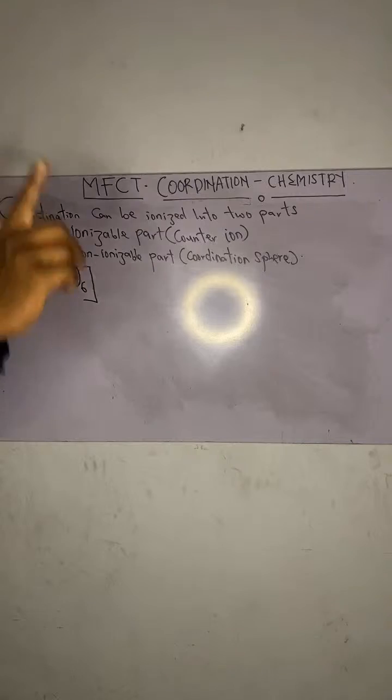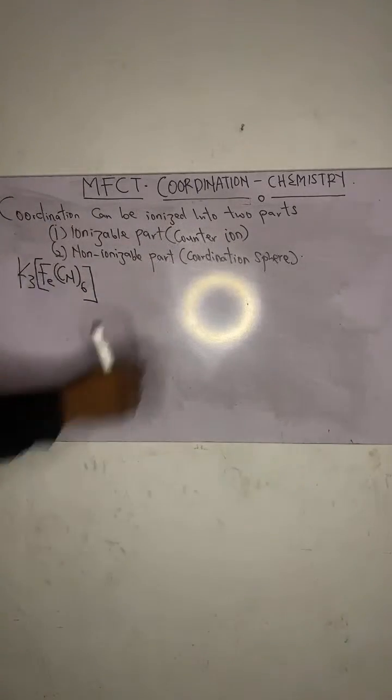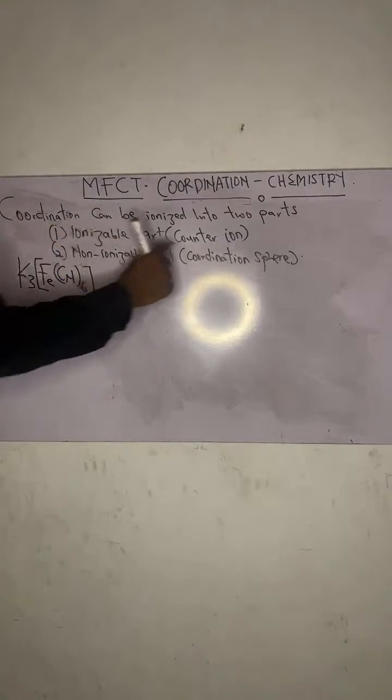Now, if you want to ionize these particular coordination compounds, the first understanding you need is that a particular coordination compound can only be ionized into two parts. The first part is the counter-ion, while the second part is the coordination sphere. That coordination sphere is referred to as the non-ionizable part. So this simply means that if a particular compound does not have a counter-ion, it would not be able to be ionized. So we cannot ionize a coordination compound that does not have a counter-ion.